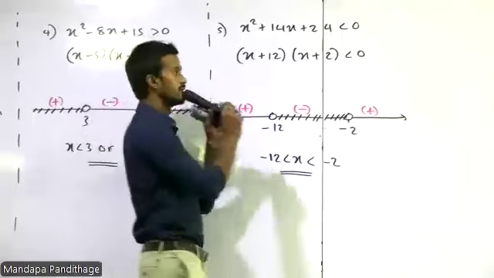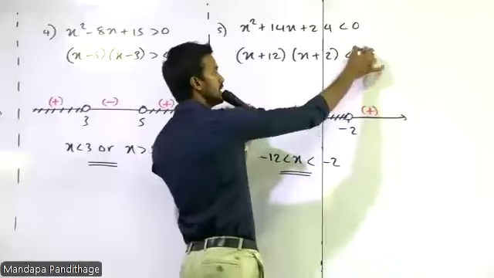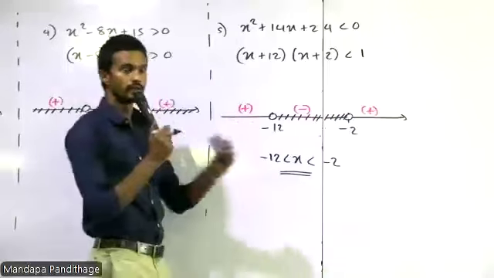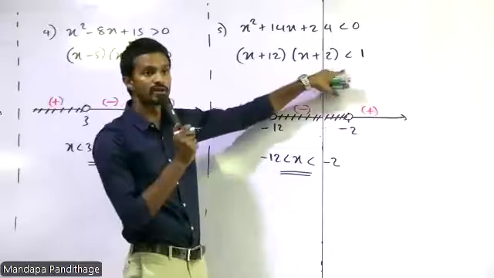Let's say we are having 1 here. This is not a way that you can find whether this is less than 1 or greater than 1.